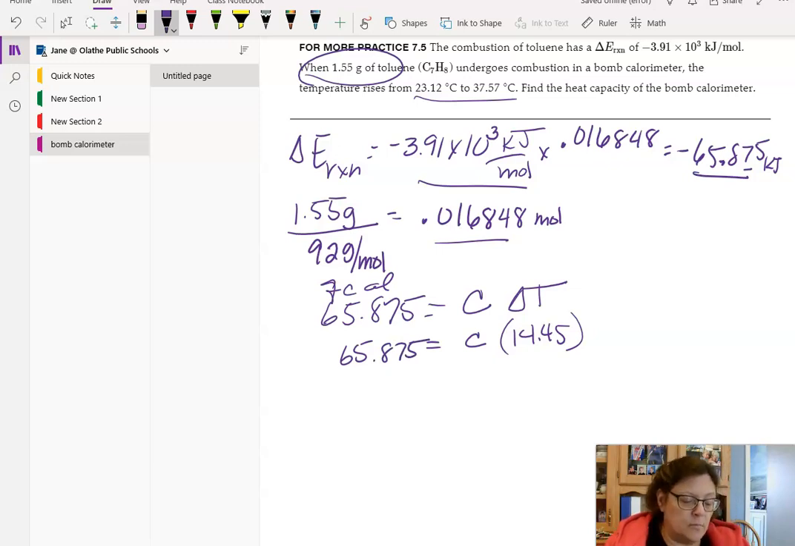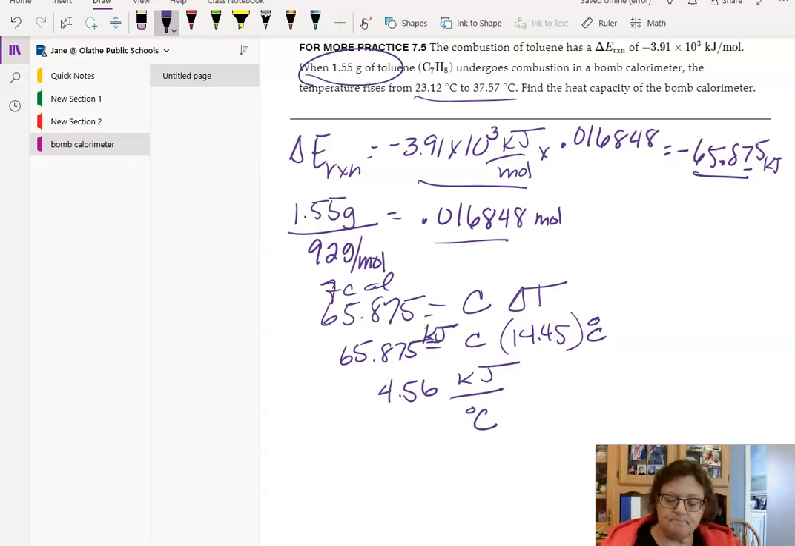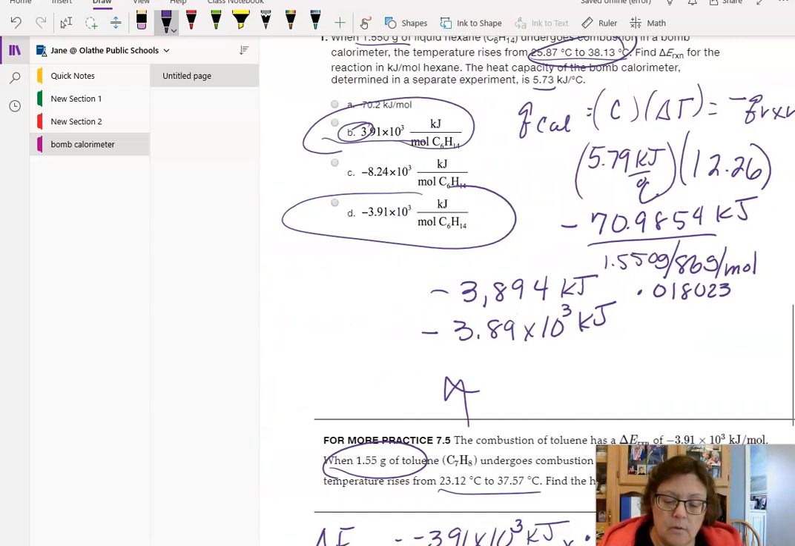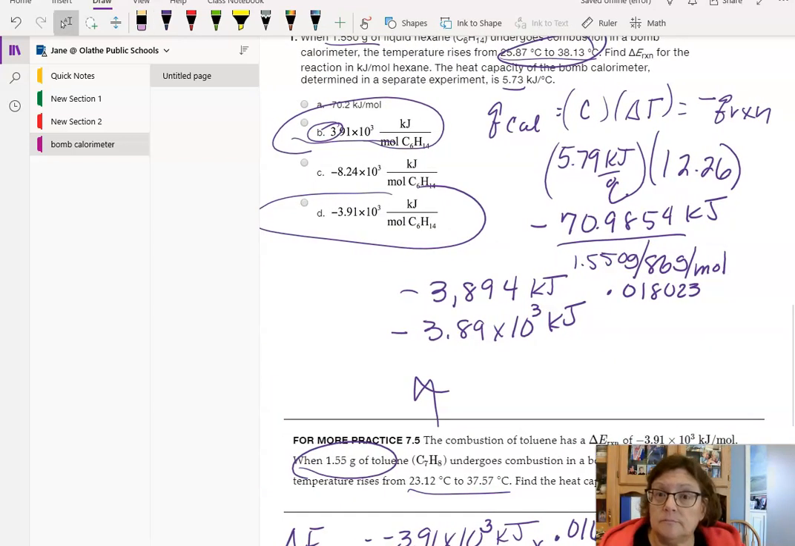Divide both sides by 14.5. The specific heat would be 14.56 kilojoules per degree Celsius. There's not actually one of those in the problems. All right, this should set you up for the next set of problems. There's two of them. They're both like this guy. So, go get them, Tiger.